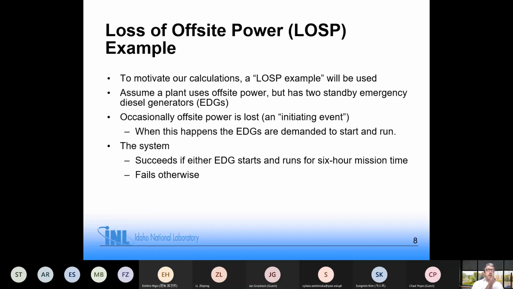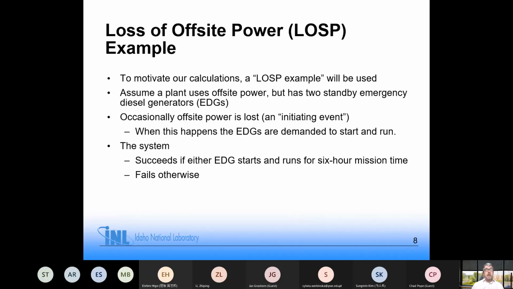Now in my hypothetical facility, I have some emergency diesel generators, or EDGs, and those sit there waiting until I lose offsite power. Hopefully these emergency diesel generators will start once I lose offsite power. But if they don't start, that gets into more complicated scenarios. So in our model, what's called an initiating event is the loss of offsite power, and that triggers the diesel generators to start and run. You can see this model is going to have multiple pieces.